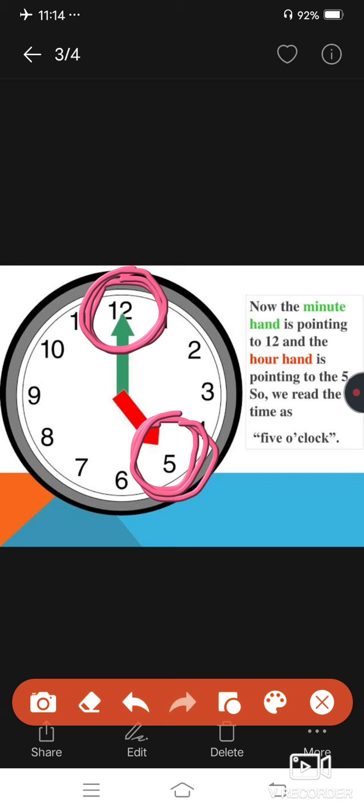Children, do you know the meaning of o'clock? Why is it written as 4 o'clock, 5 o'clock, 6 o'clock, 7 o'clock? Why is it written like that? O'clock. The meaning of o'clock is "of the clock." That means here in this clock, the time is 5 o'clock. It means 5 of the clock.